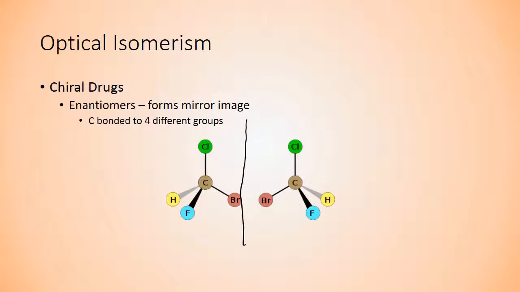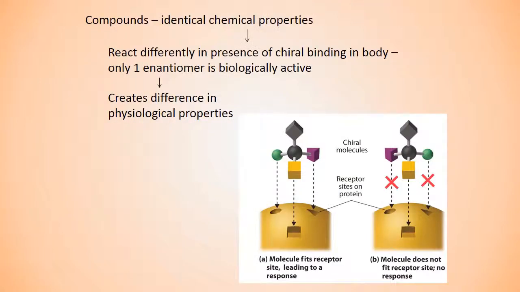And it all depends on how and which ways the different groups are arranged within the body, which is going to determine how this drug is going to interact. So when we're going through the whole process of identifying compounds and looking at what we can use for certain drug aspects, we need to look at compounds and identify their identical chemical properties. And so optical isomers can have identical chemical properties.